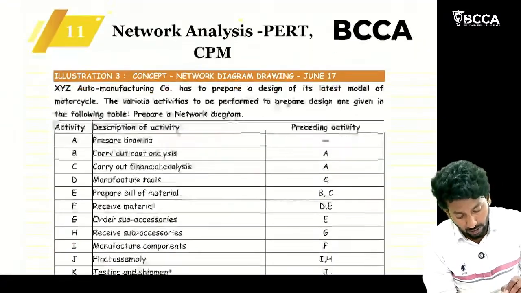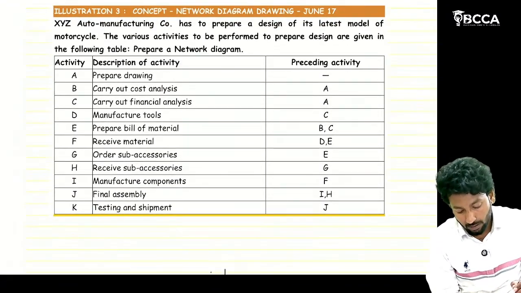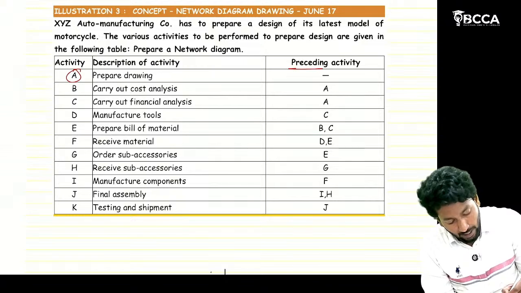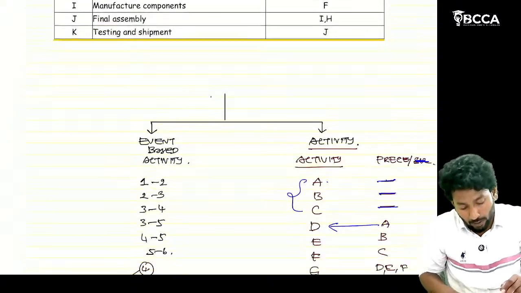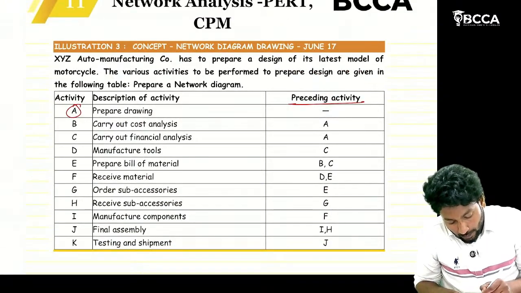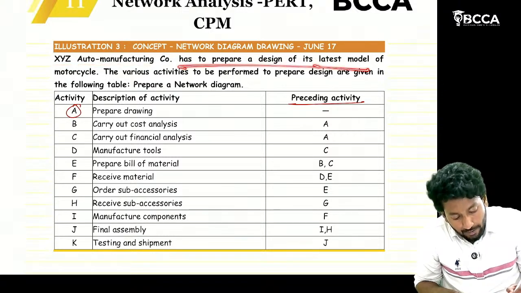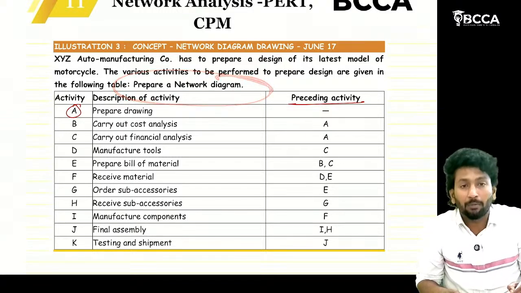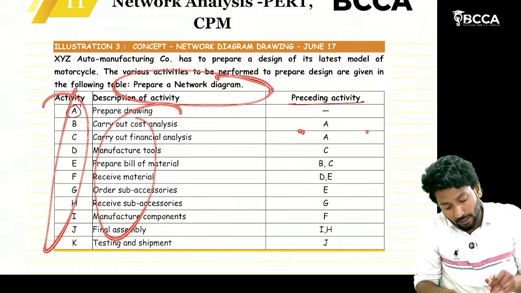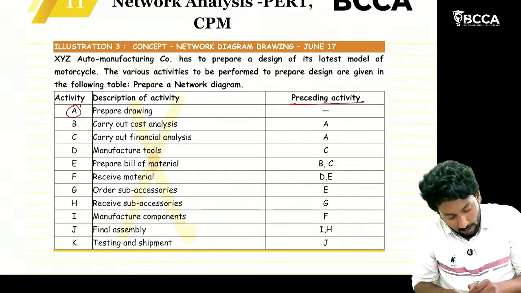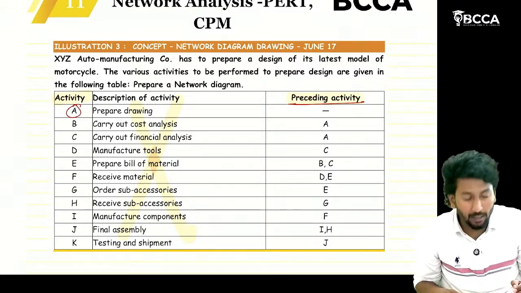Now the present question is in which format the activities are given. The first activity A has no preceding activity, which means the starting activity is A only. Let me read this question. XYZ auto manufacturing company has to prepare the design of its latest model of motorcycle. The various activities to be performed are given in the following table. Prepare a network diagram. The description is not needed, so don't waste your time reading it. What is needed is only the activities and their preceding activities.